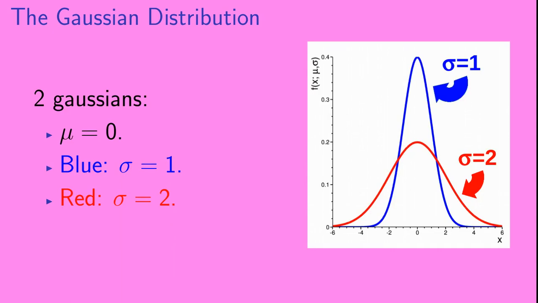Okay, so here we plot 2 Gaussians. Both of them have mu equal to 0, so they're both centered at x equals 0. In blue, we give a Gaussian that has sigma of 1, and in red, we give a Gaussian that has sigma of 2. And you can see that the red curve is wider and shorter than the blue curve.